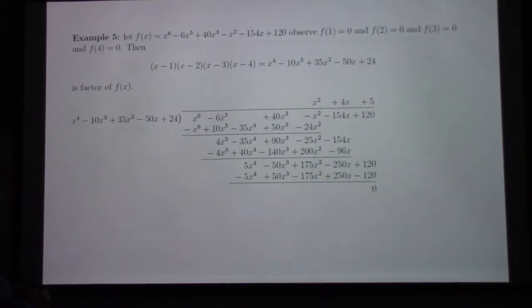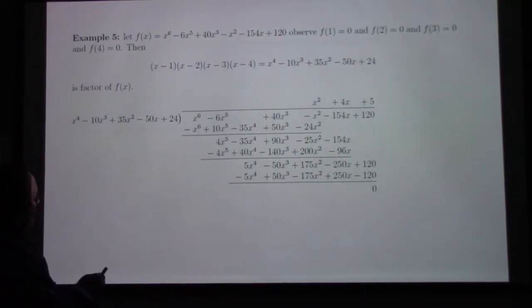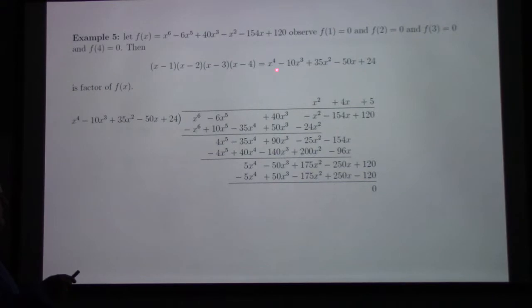So example 5, I have x to the power 6 minus 6x to the 5th plus 40x cubed minus x squared minus 54x plus 120. And somebody tells me that if you plug in 1, or 2, or 3, you get 0. And also if you plug in 4, you get 0. So that means that this 6th order polynomial has an x minus 1, x minus 2, x minus 3, and an x minus 4 factor. Now if you multiply these out, that gives you x to the 4th minus 10x cubed plus 35x squared minus 50x plus 24. So we know that we can divide this into f of x and get something nice.